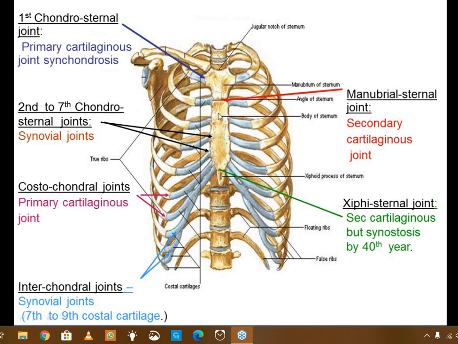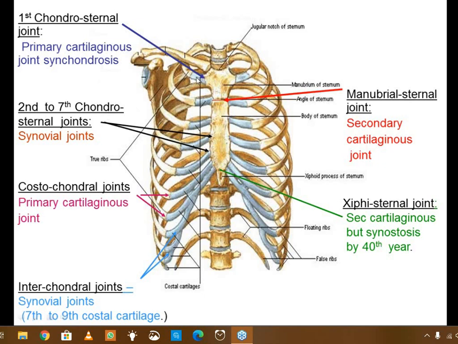Manubrium sterni with the body of the sternum is the manubriosternal joint, which is a secondary cartilaginous joint. Body of the sternum with the xiphoid process is also a secondary cartilaginous joint, but by the 40th year of life, fusion begins. So it becomes a synostosis.